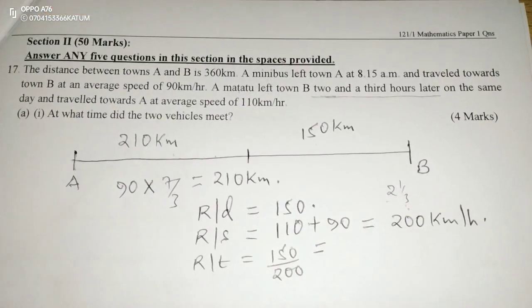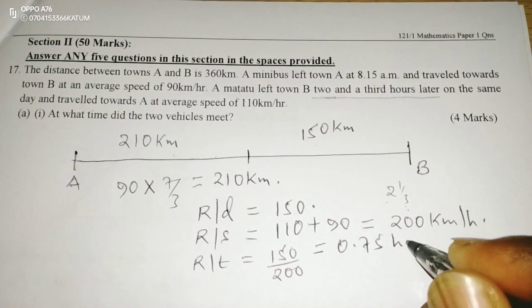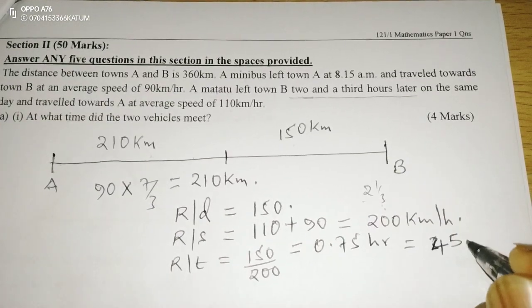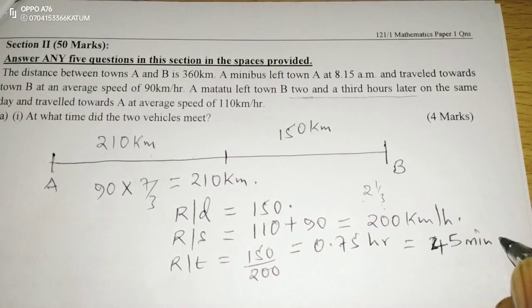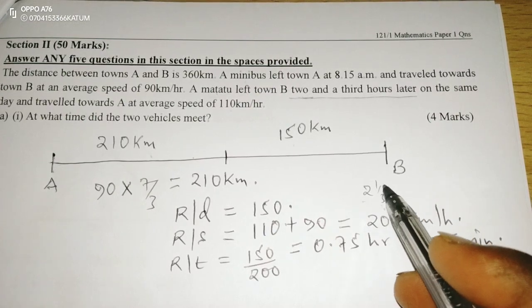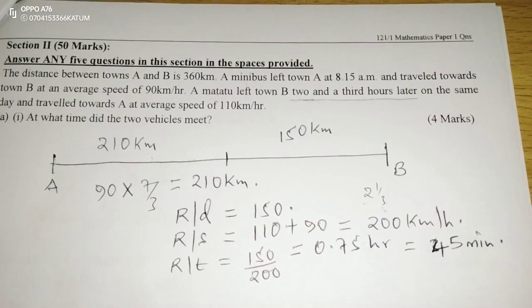Then we can get relative time using relative distance divided by relative speed. So this is going to be 0.75 hours, and this is 45 minutes. A third of an hour is 20 minutes, so the 2 1/3 hours is 2 hours 20 minutes.